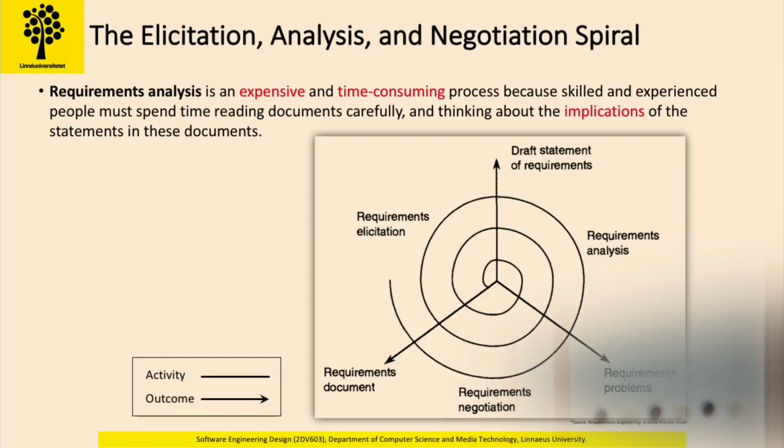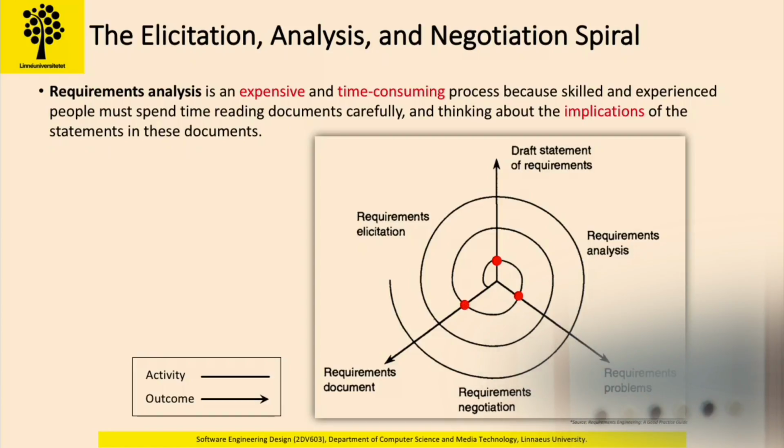But the more away from the center, from the requirements problem, means you have more issues or problems in your requirements. So it's the other way. But it has 3 critical points, as I marked here.